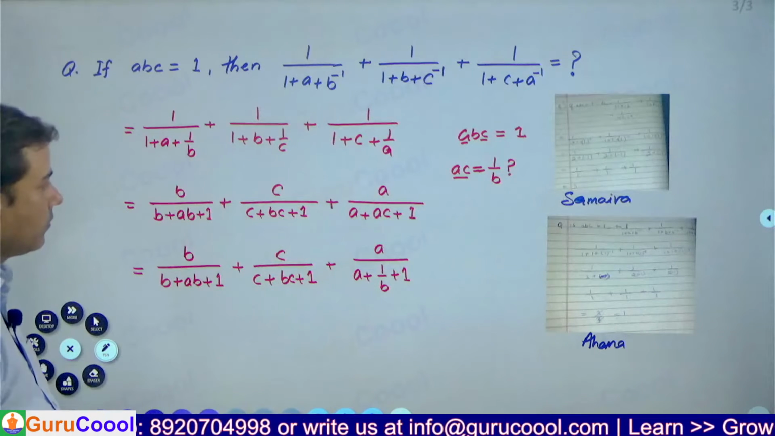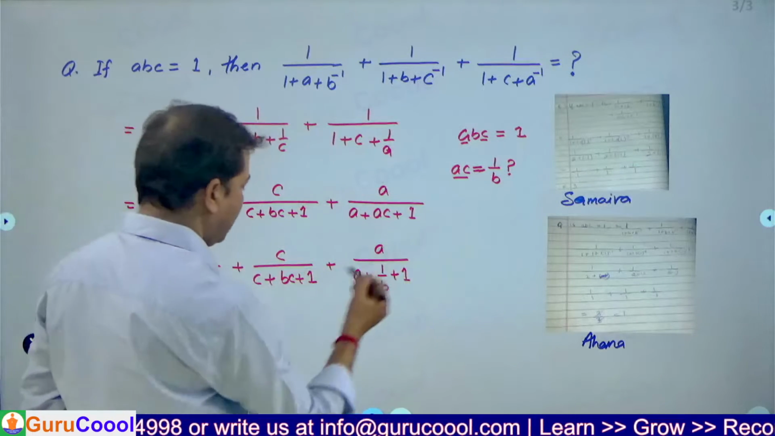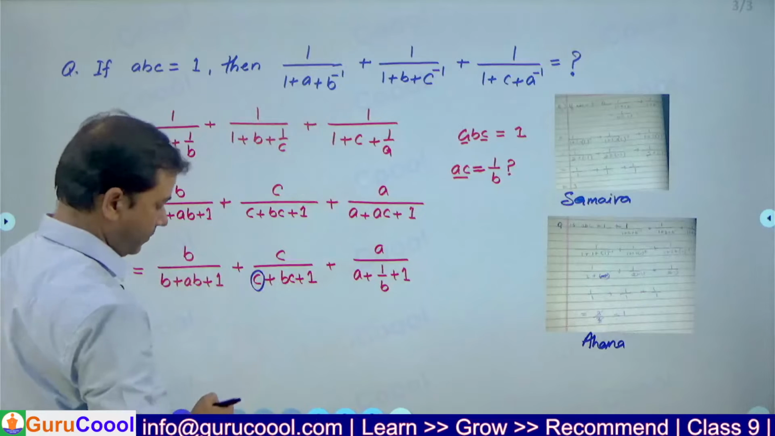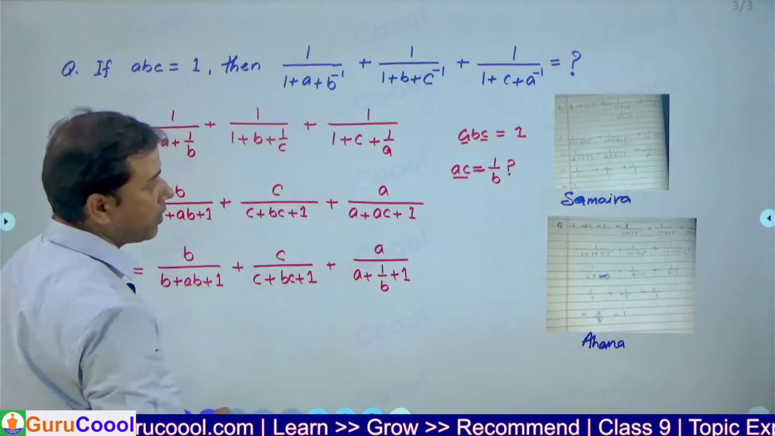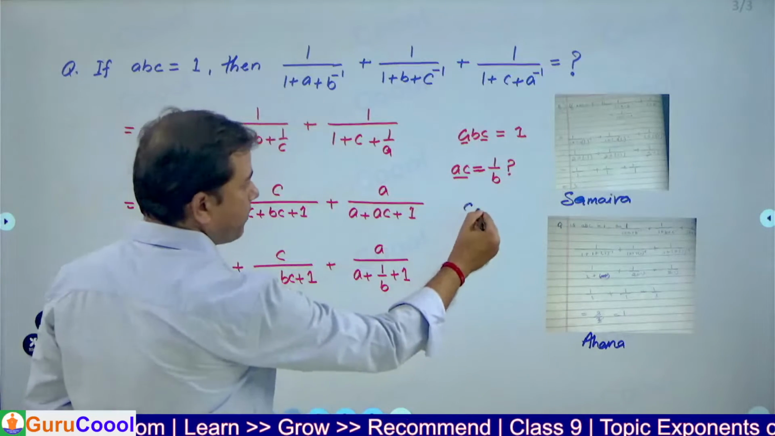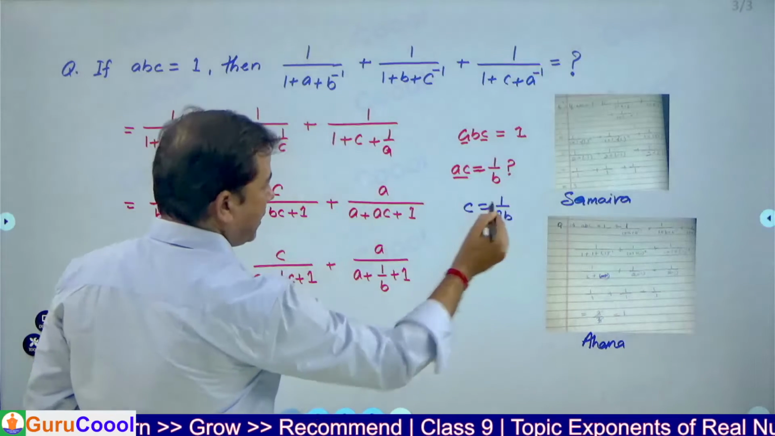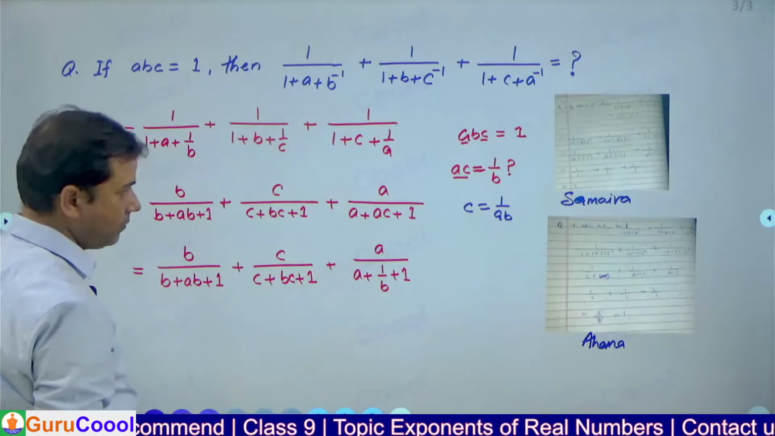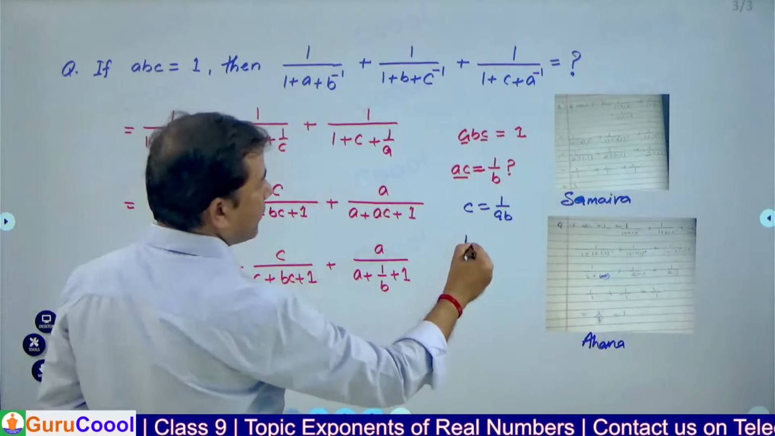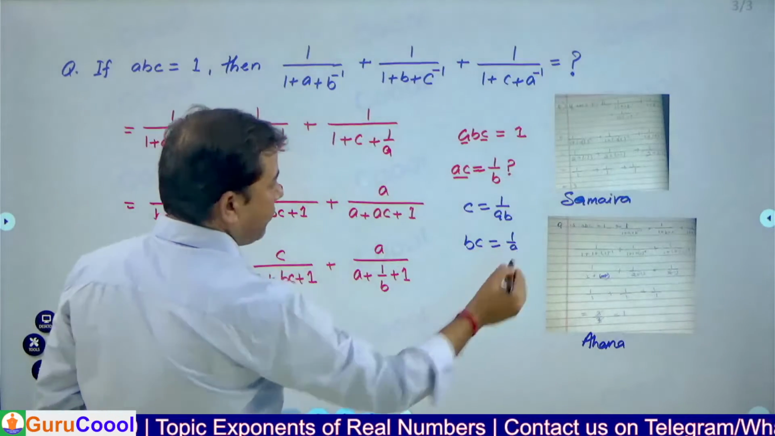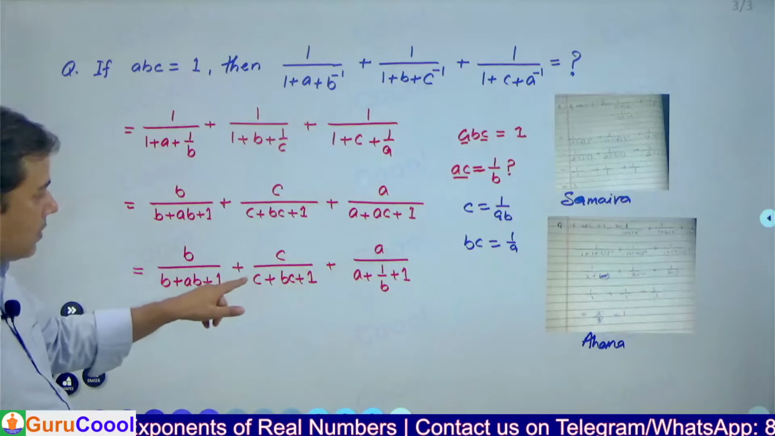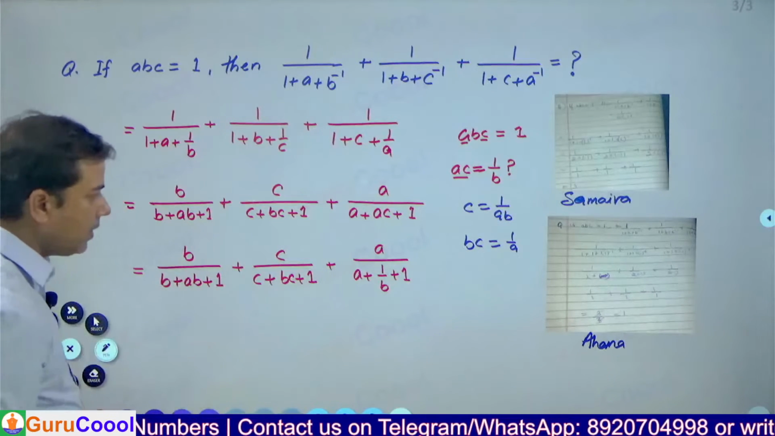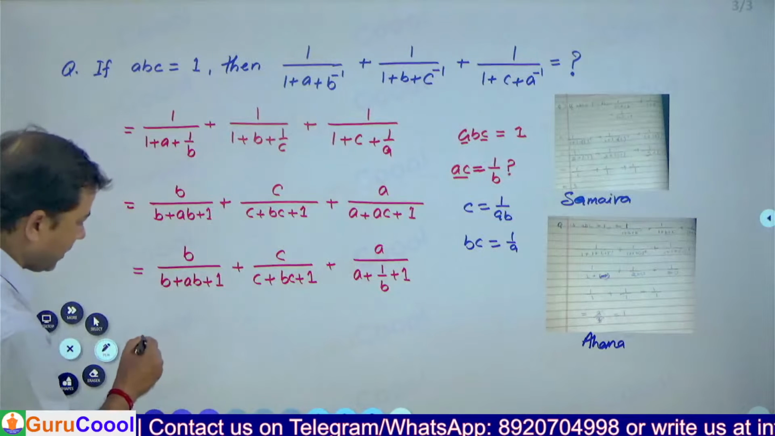Yes. Like for C, what can I write for C? 1 by AB, right? And what can I write for BC? 1 by A. That's good. If I do so, then the second denominator will also have only A and B. So it may be a favorable condition. I am good doing that in the next step.